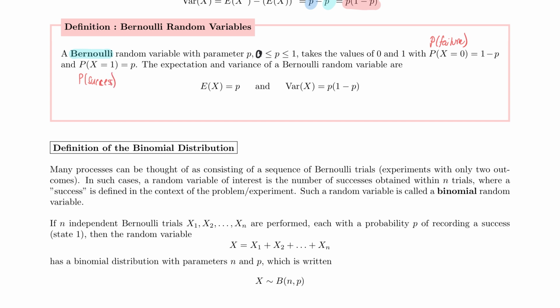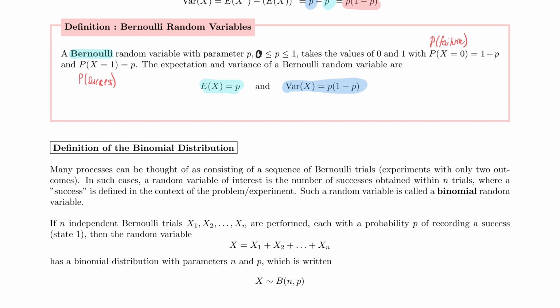The expectation and variance were given, which we just found above. Our expectation was p, and our variance was p times 1 minus p.